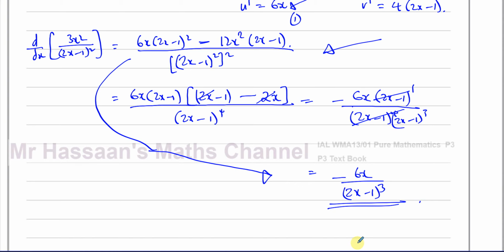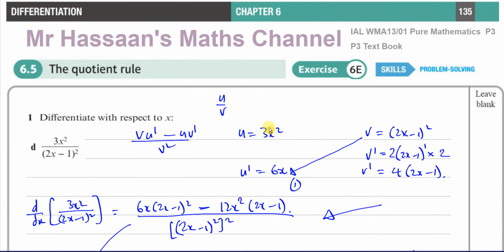So that's what is important in this question, for you to know how to do this algebraic manipulation, and it's all to do with factorizing out. Sometimes you can factorize a whole bracket out. So 2x minus 1 is a common factor in these two, so is 6x, and then you can factorize that. That might need some practice, but that concludes question number 1, part D, from this exercise 6E, Pure Mathematics P3 International A-Level textbook.